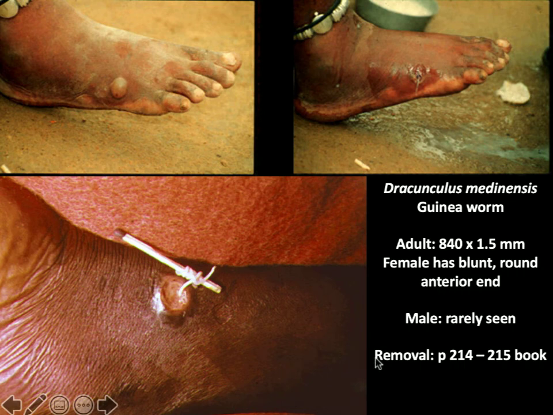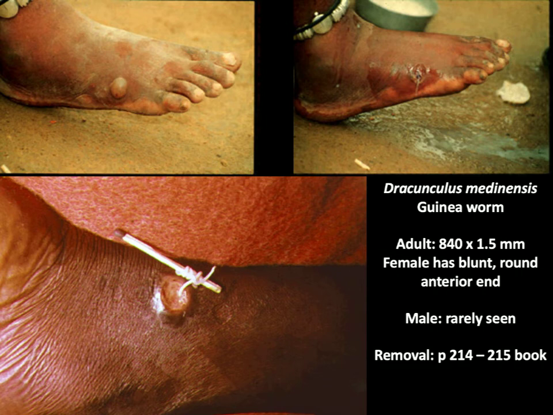Basically, every day you wrap a little bit more of that worm around that stick, and then you wait. The next day you wrap a little bit more. You can't just wrap the whole thing, because if it breaks again, there are going to be very toxic side effects. So you wrap a little bit more, and eventually you get the whole worm out.